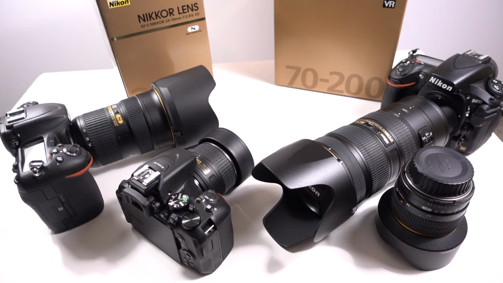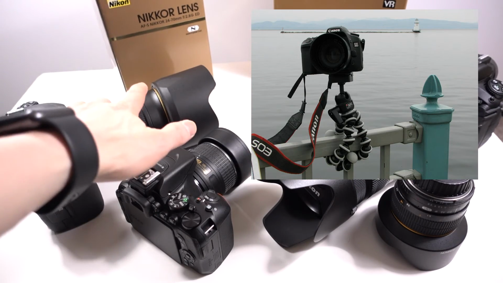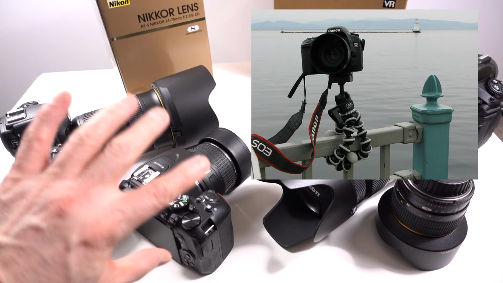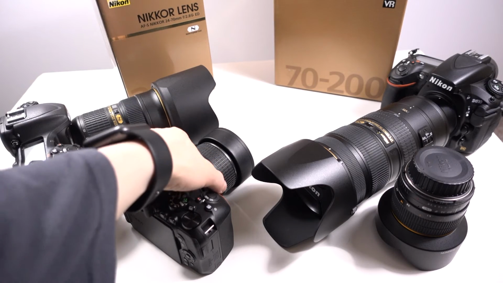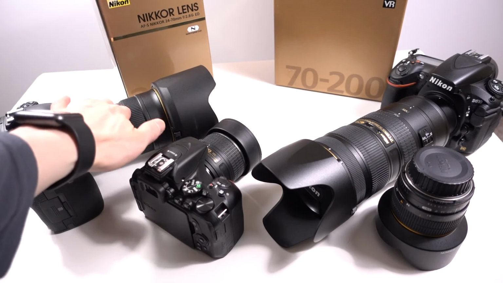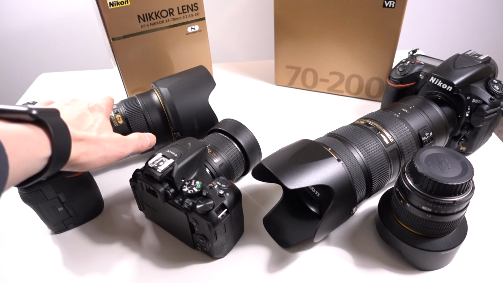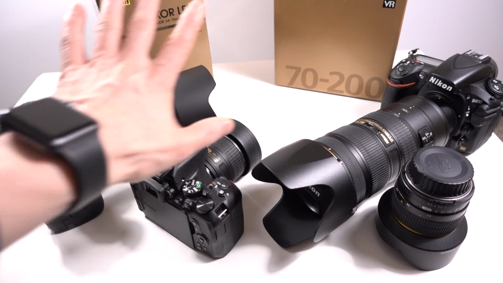So generally, the lenses from one camera company will not work on others. I can't put a Nikon lens on a Canon body or a Canon lens on a Nikon body for the most part. I mean, I'm sure you can if you use third-party adapters, but why? Maybe they don't offer it in their native brand or what have you. Crop lenses generally do not work on full frame bodies. For instance, this 18 to 55 is a crop lens. I can't put this on my full frame body. I can, but you're going to get some vignetting on the corners. It's just not good.